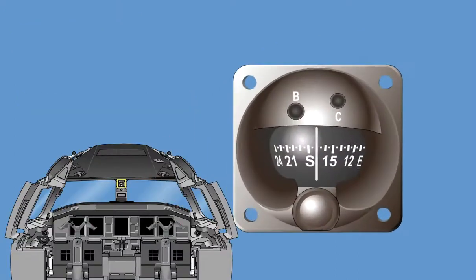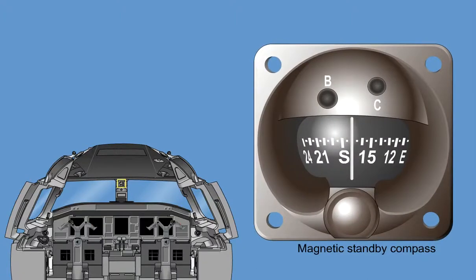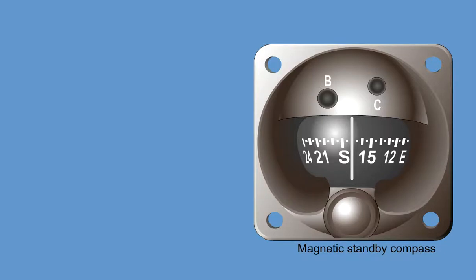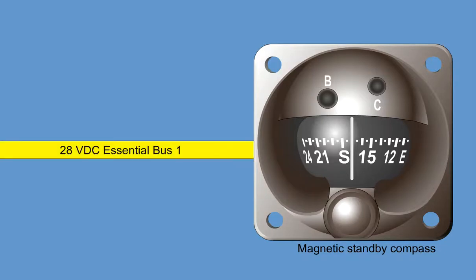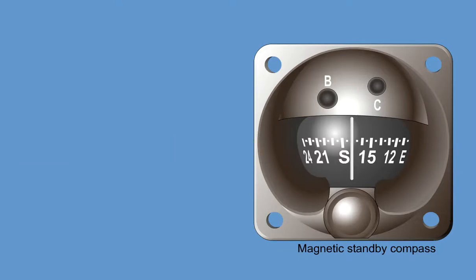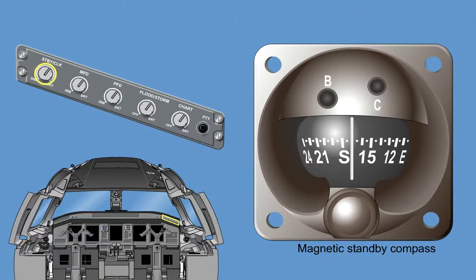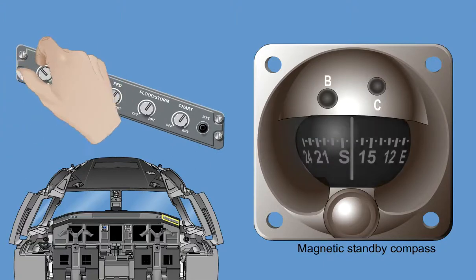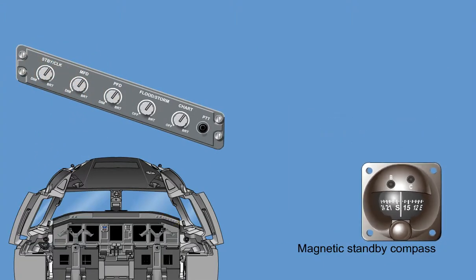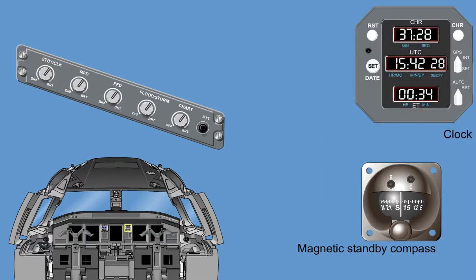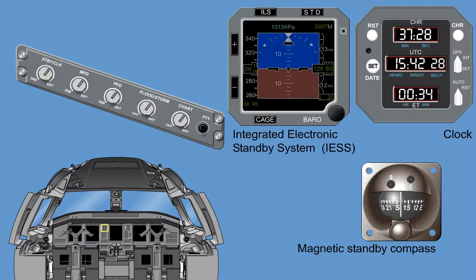The magnetic standby compass is a single, independent unit mounted on the center windshield structure, below the overhead panel. It is used as a standby heading source. The compass has no system interface, but receives power for illumination via the 28-volt DC Essential Bus 1. Illumination of the compass is controlled by the standby clock dim control on the co-pilot's lighting control panel. The standby clock dim control also controls illumination brightness for the clock and integrated electronic standby system.